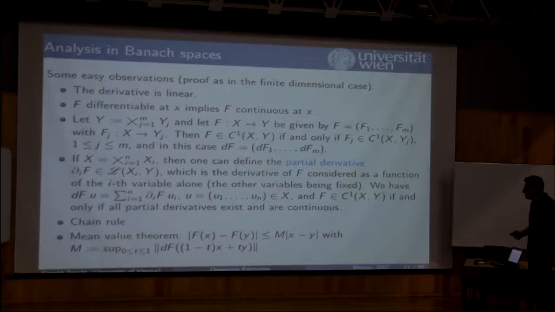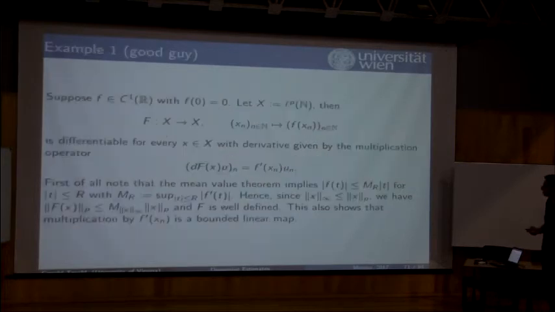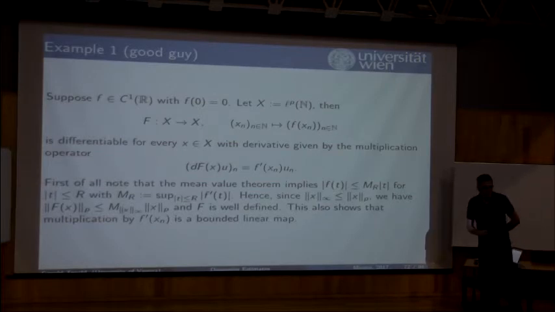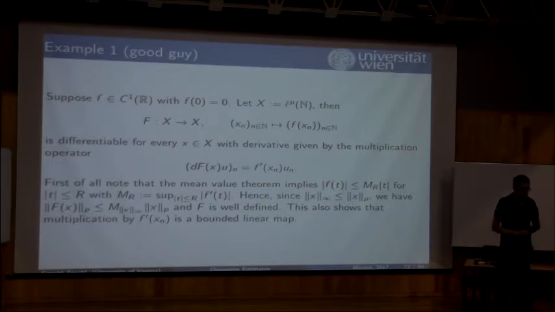You have the chain rule. You have this multidimensional version of the mean value theorem. So nothing much changes, and also the proofs don't change. So you don't have to work hard. You just copy the old proof. Okay, so let me give you two examples and show you how to compute these derivatives.